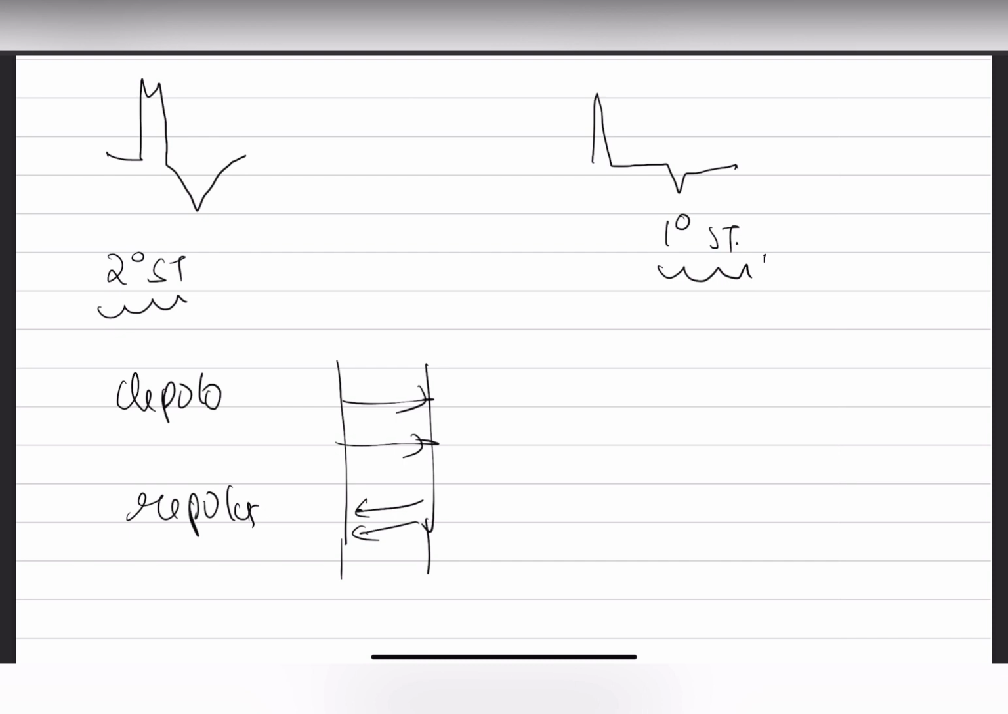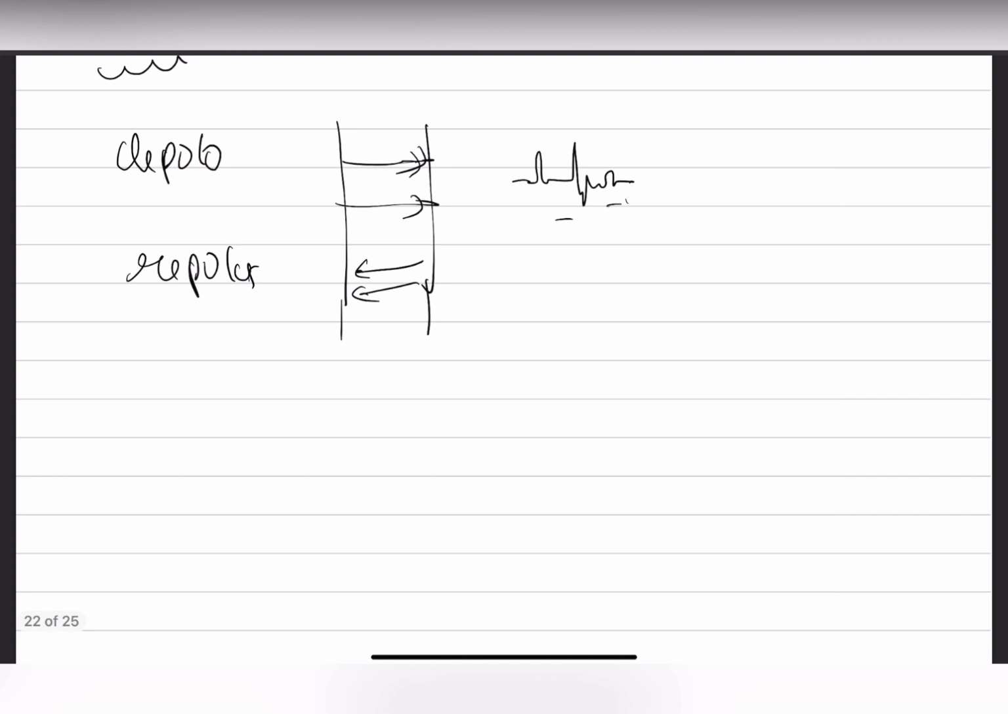Even though these are relatively opposite events, because their directions are opposite, we have a normal, say, positive QRS as well as positive T waves. This is a concept we already know. So what happens when there is an increase in LV mass or some conduction block?